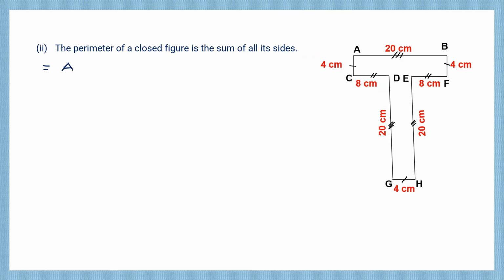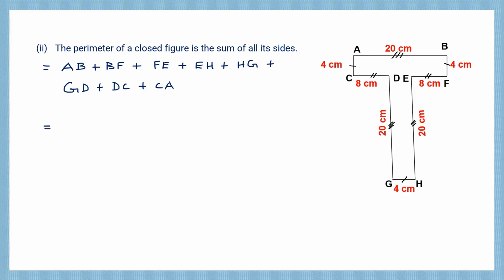So that will be AB plus BF, BF plus FE. Let's not miss out any side. FE plus EH, EH plus HG plus GD plus DC plus CA. Okay, we come back to A. We started at A and we come back to A.